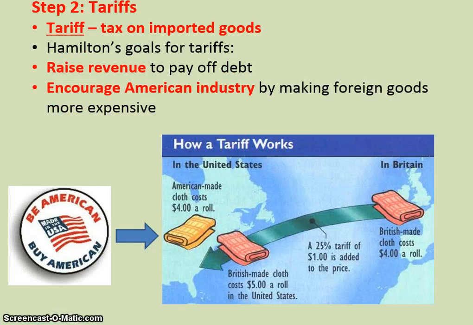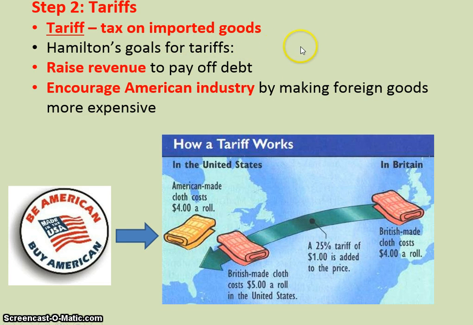Step 2 would be a federal tariff. And we've talked about tariffs somewhat before, but tariffs, we're going to see, are going to be more important as we go forward in talking about the 1800s. Now, perhaps as a review, a tariff is a tax on imported goods, goods that come into the country.